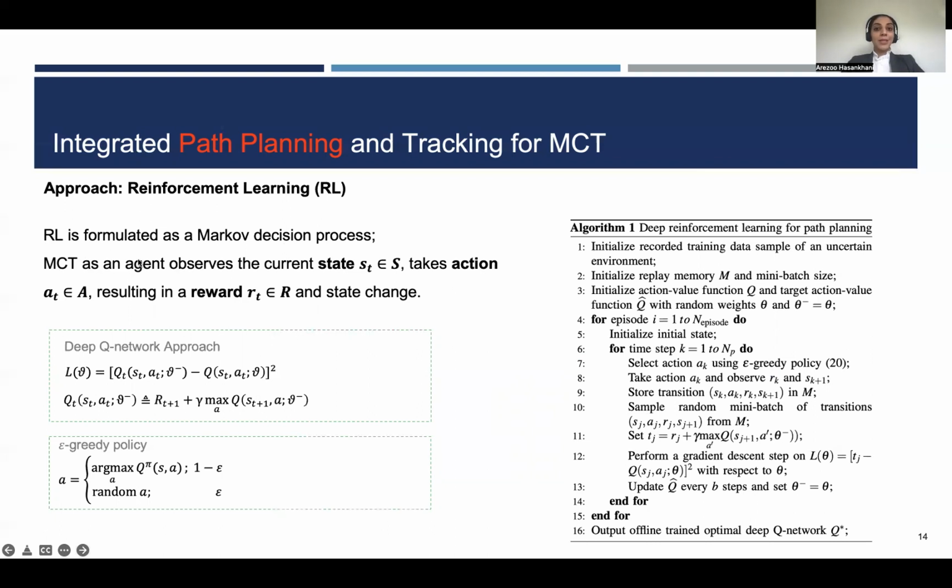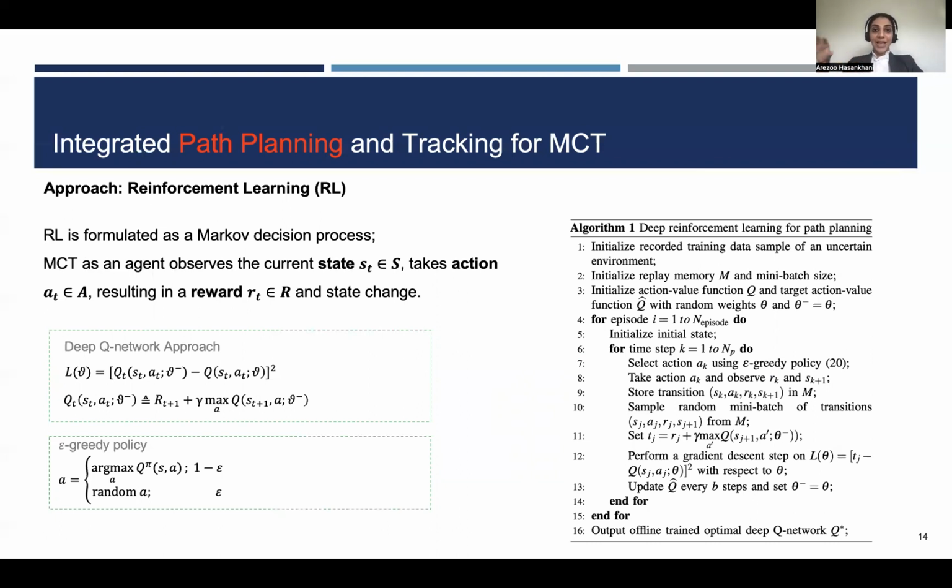In this problem, MCT is treated as an autonomous agent which observes the current states and takes some action, which results in a reward and also a state change. So this is the main idea behind the reinforcement algorithm.